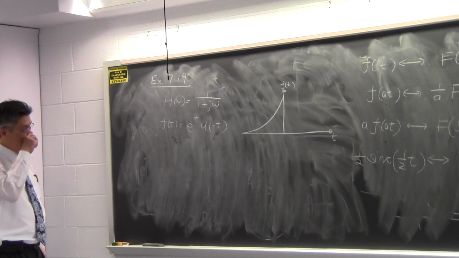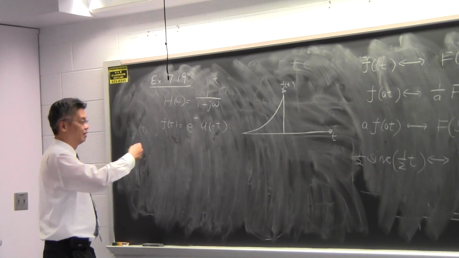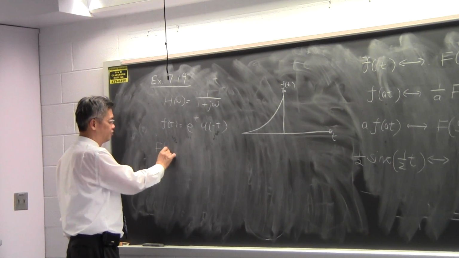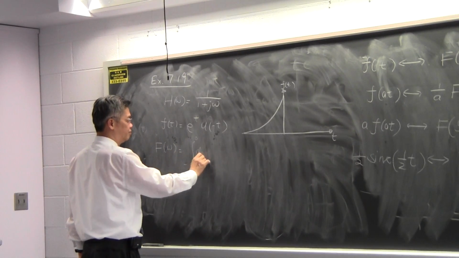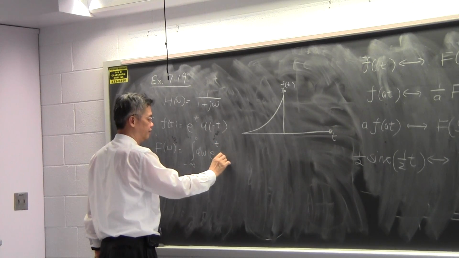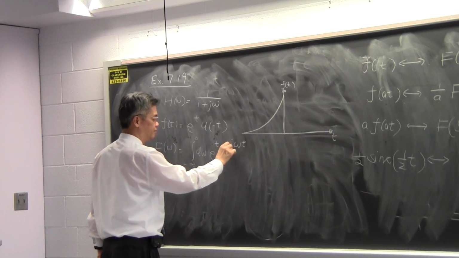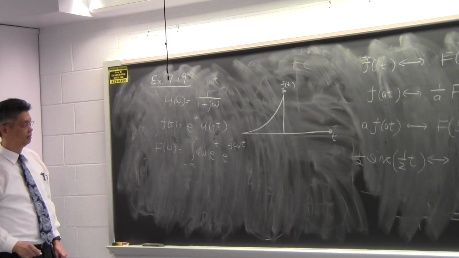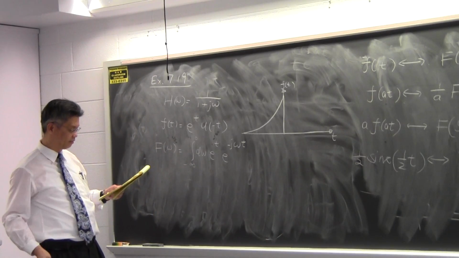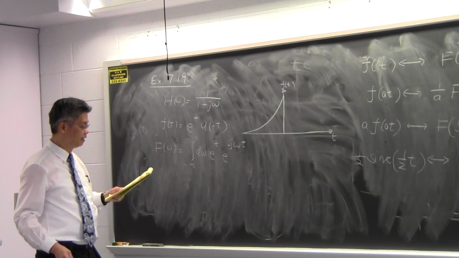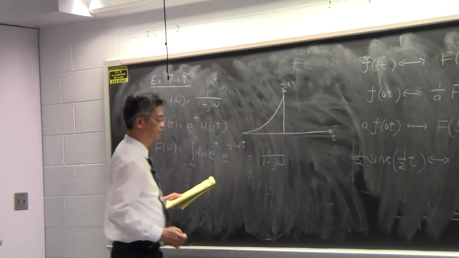And then you can find this Fourier transform very easily. You can just integrate and find F of omega. F of omega is just the integral from minus infinity to 0 of e to the t, e to the minus j omega t, dt, and you integrate this. We did something very similar to this before, and hence you have the answer of 1 over 1 minus j omega.